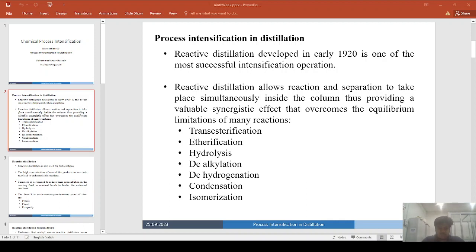So imagine a success story that is still relevant to date and that was developed in the 1920s. So every subject has its own major milestone which is still regarded as important. For physics it might be relativity, but for chemical engineering, one of the important milestones in the process intensification area was that reactive distillation was developed.